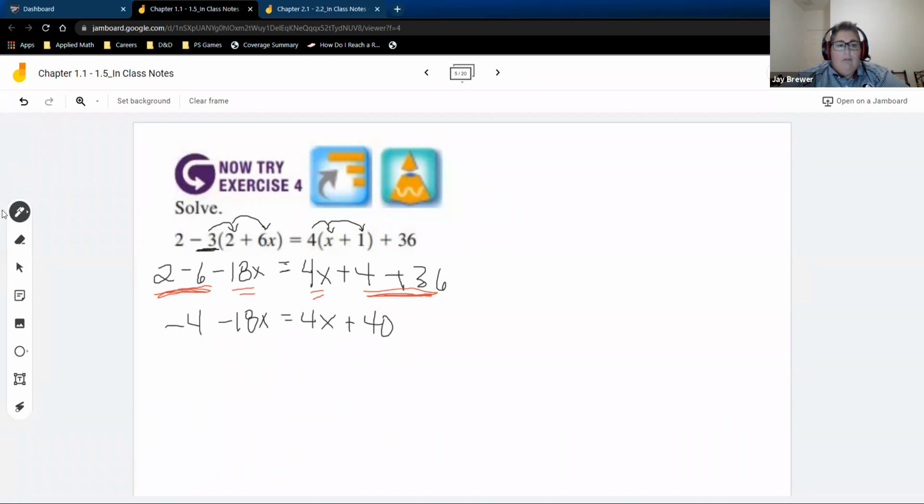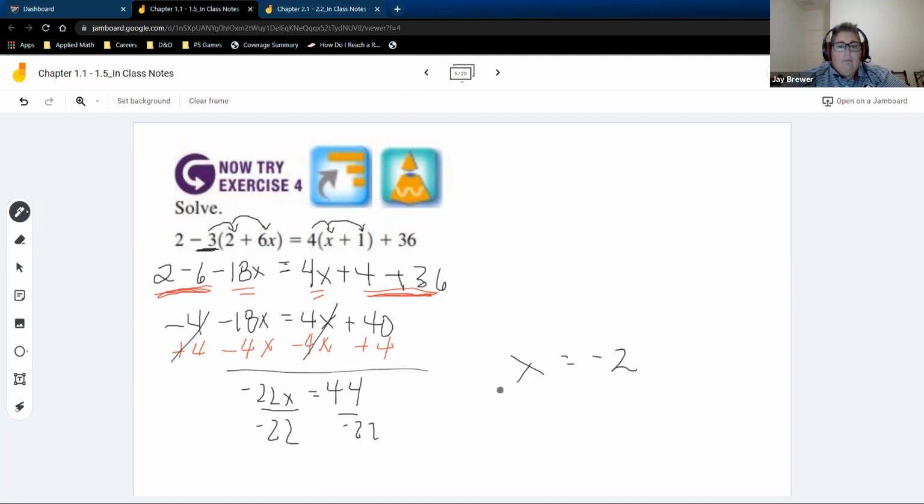Okay. And then what we're going to do now is switch our x's to the left and our constants to the right. So I'm going to add 4 to both sides, but I'm also going to subtract 4x. So the 4's cancel, the 4x's cancel, and we're going to be left with 18 and 4 giving us negative 22x. And 4 and 40 will give us 44. We'll divide both sides by negative 22. And x is going to be equal to negative 2.